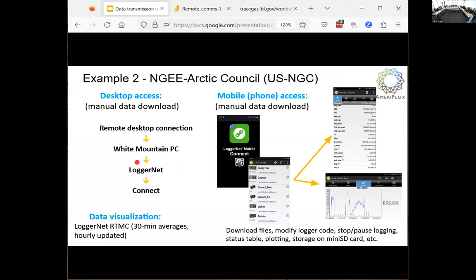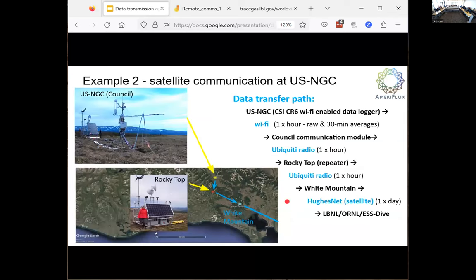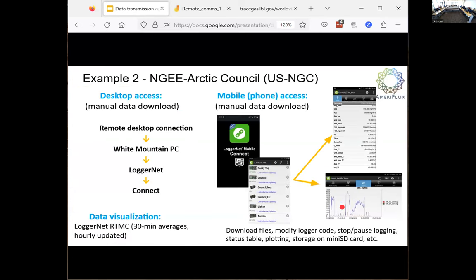I jumped on two websites looking at satellite costs. In this example, they're using HughesNet. HughesNet has data plans on their website, advertised for less than $100 a month, which is amazing. Starlink is also growing rapidly in the US. I think some of the Starlink plans can start around $250 a month. So those are options for really, really remote sites.